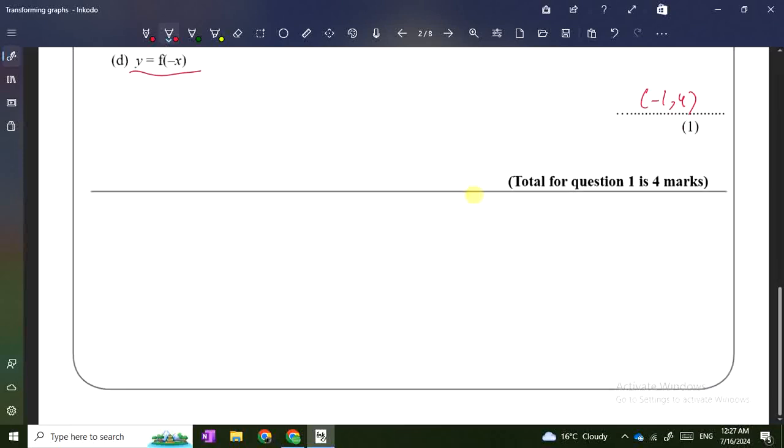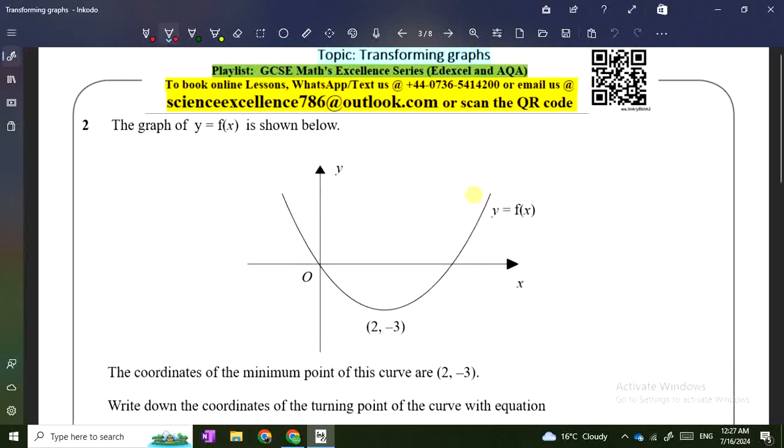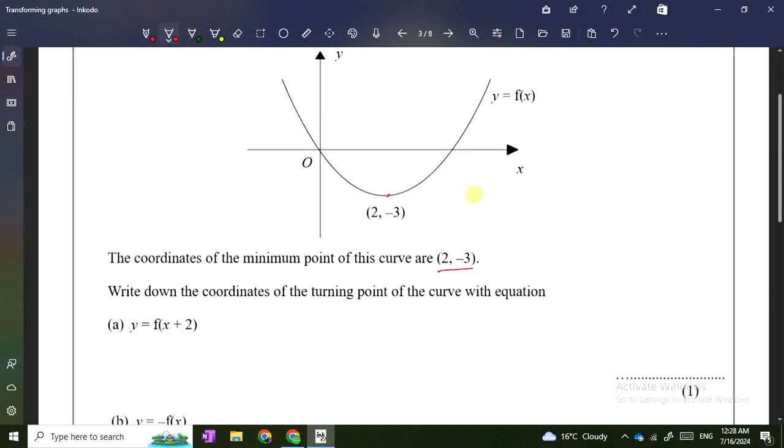Okay, so this is question number 1. Now the next question is the graph of y equals f of x is shown below. The turning point is the minimum point of this quadratic curve. The coordinates of the minimum point of the curve are 2 and minus 3, and we have to write down the coordinates of the turning point of the curve with equation y equals f of x plus 2.